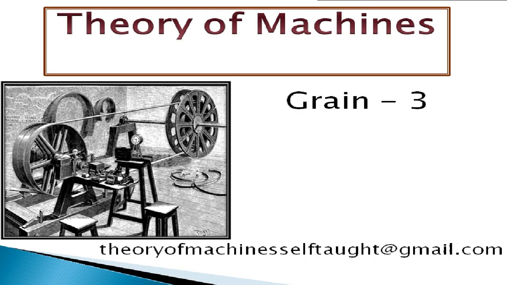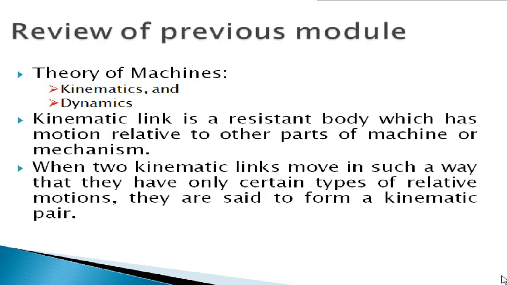Before we go into this module, let us briefly review what we have seen in the previous module. In the previous module, we saw that theory of machines, depending on the focus, may be categorized as kinematics, wherein we are interested only in the relative motions in the mechanism, or dynamics, where we are interested in both the relative movements as well as the forces causing them. We have also defined what is a kinematic link and what is a kinematic pair.